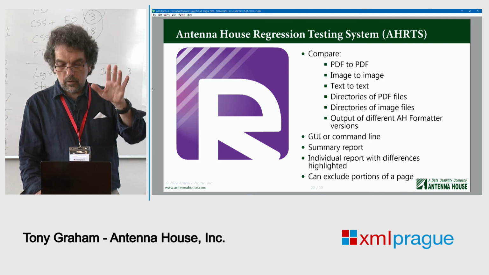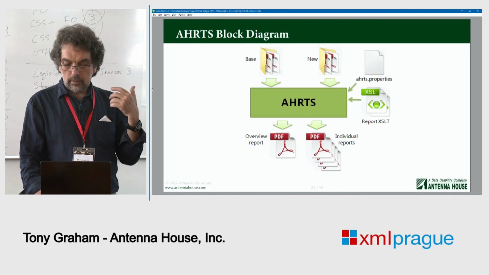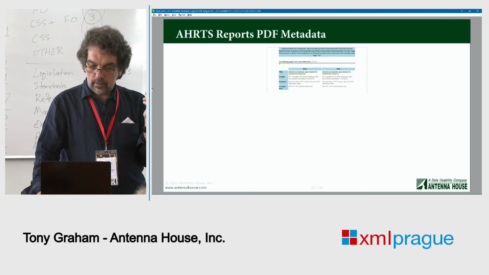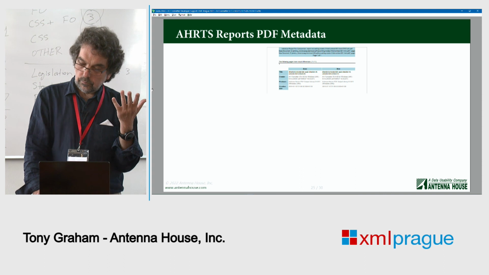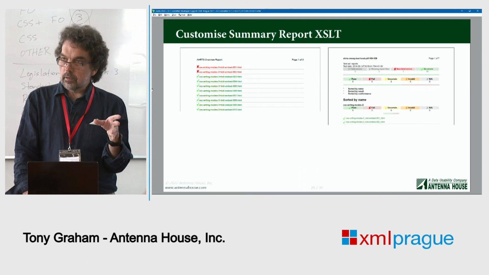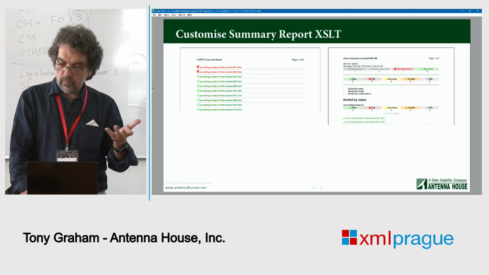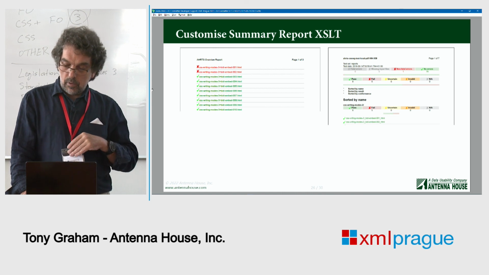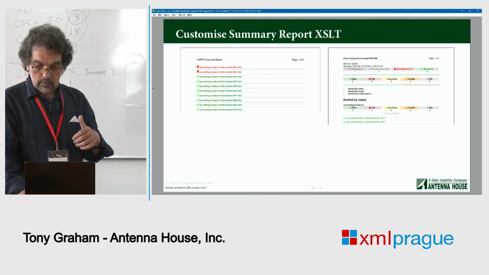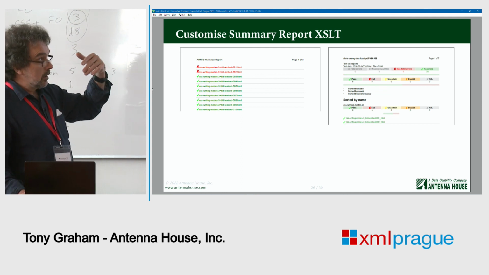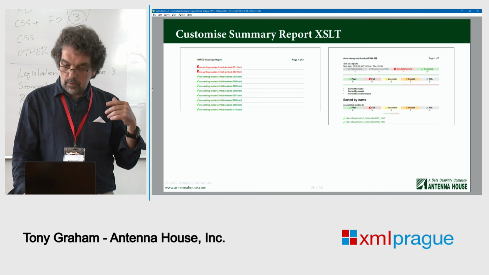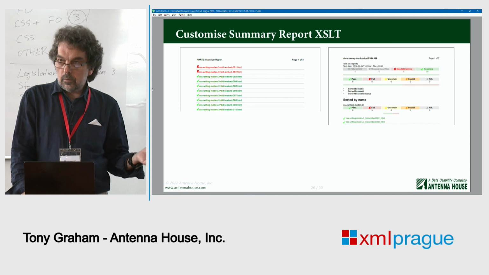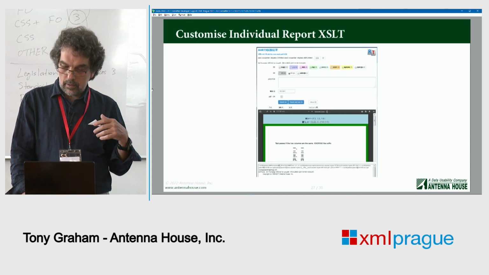AHRTS, you heard about from Ken for comparing files. What I will point out is that with AHRTS, you can customize the XSLT that it uses to generate the summary report and the individual report. So on the left is the summary as it was at one point. On the right is a different version that I used where I also needed to add extra information from another source that worked from the file name of the files being tested. That's all done with XSLT, and it can be localized as well.